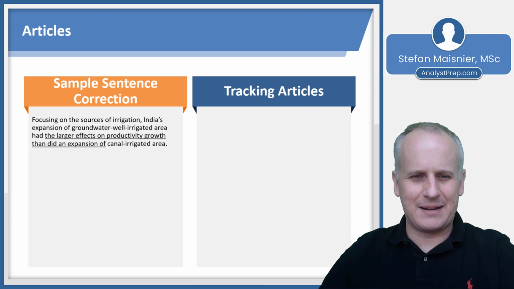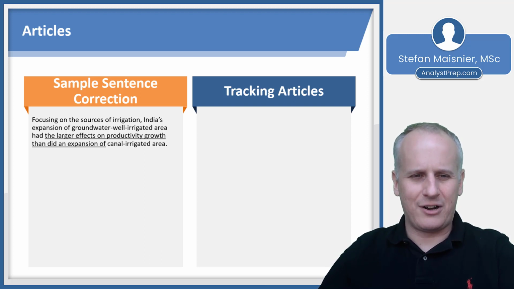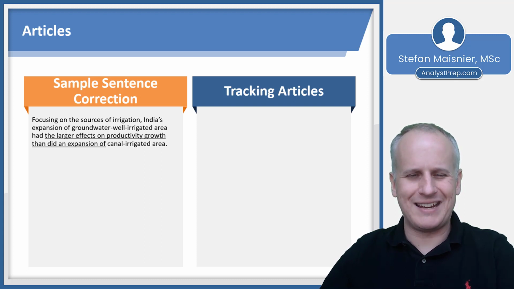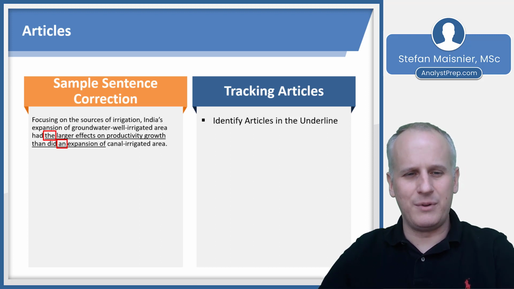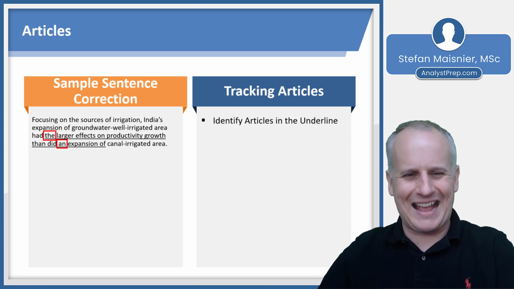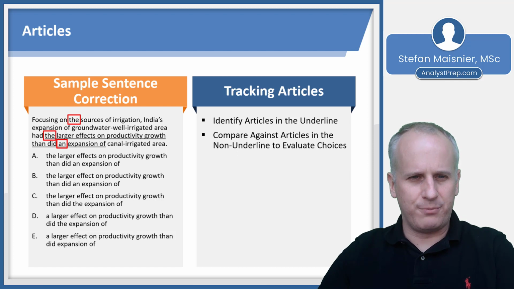So let's take a look at a sample sentence correction. As always, we're going to read the sentence as written up front. Focusing on the sources of irrigation, India's expansion of groundwater well irrigated area had the larger effects on productivity growth than did an expansion of canal irrigated area. So we always need to identify the articles in the underline. And here we've got the larger effects and an expansion. You'll want to compare those articles against those in the non-underlined and ultimately in the choices that we've introduced to evaluate which should be the correct answer.